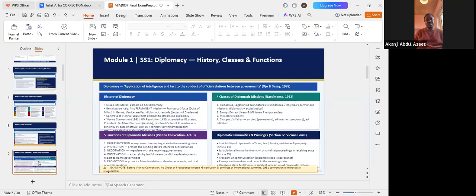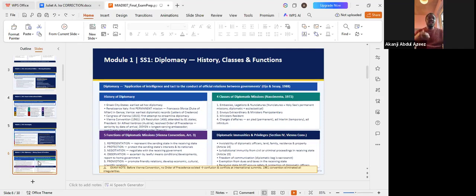When we talk about the role of diplomacy in the international system, it is representation. That is, a country sends its ambassador to another country to represent it. Then protection, negotiation, observation, promotion, and protection of citizens abroad, as you can see from my slide. So these are the roles of diplomacy. Whenever you talk about diplomacy, you talk about representing your country in another country.